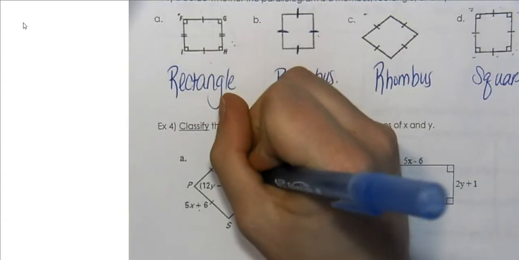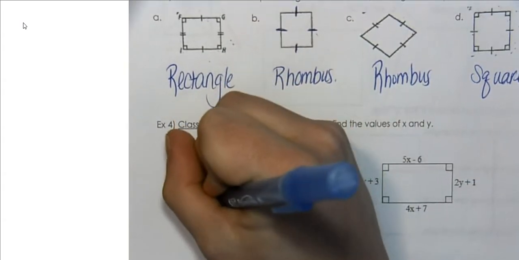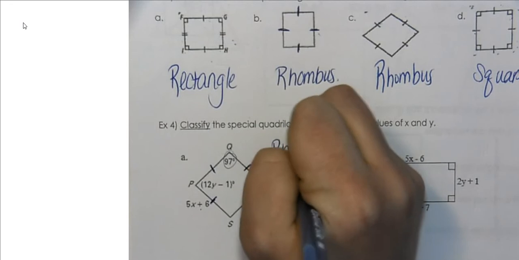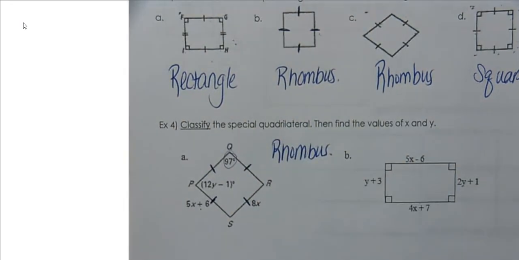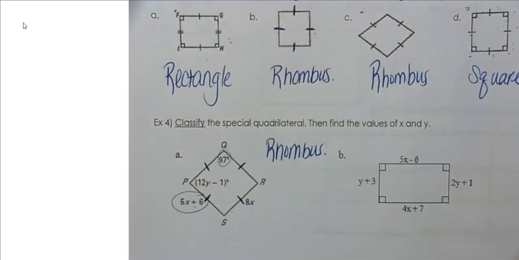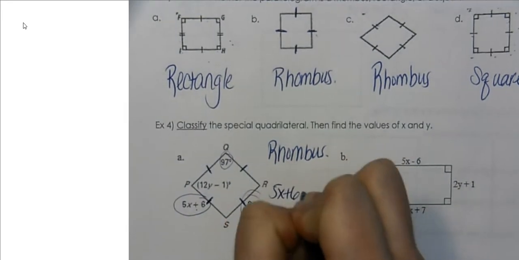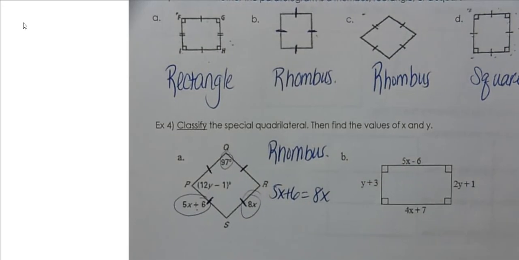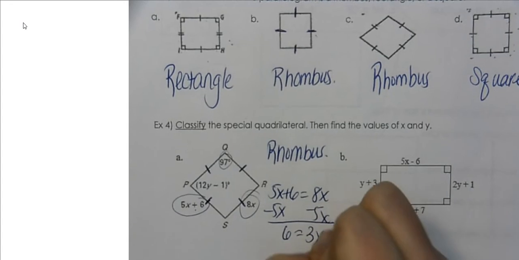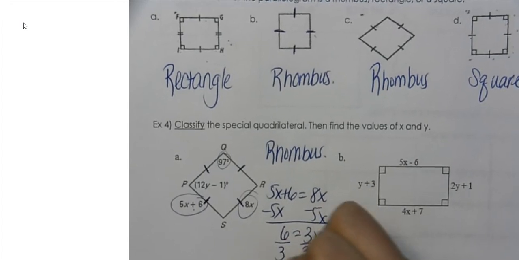So what I see in this problem is 4 sides that are congruent, and one of the angles is 97 degrees. That's not a right angle, so this means that this is a rhombus. And so it'll follow all of the properties of a rhombus. We know that one of the properties of a rhombus is that all of the sides are congruent. So if one side is 5x plus 6 and another side is 8x, I can set 5x plus 6 equal to 8x and I can solve for x. I'll subtract 5x on both sides. I'll end up with 6 is equal to 3x. Divide both sides by 3 and I'll find that x is equal to 2.